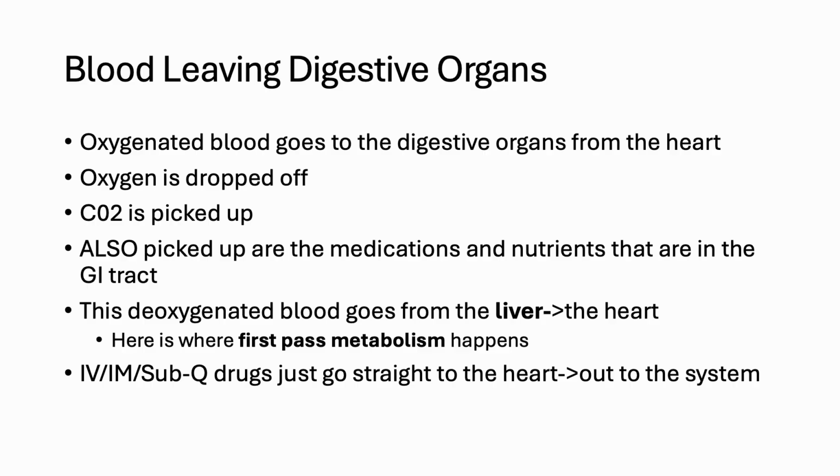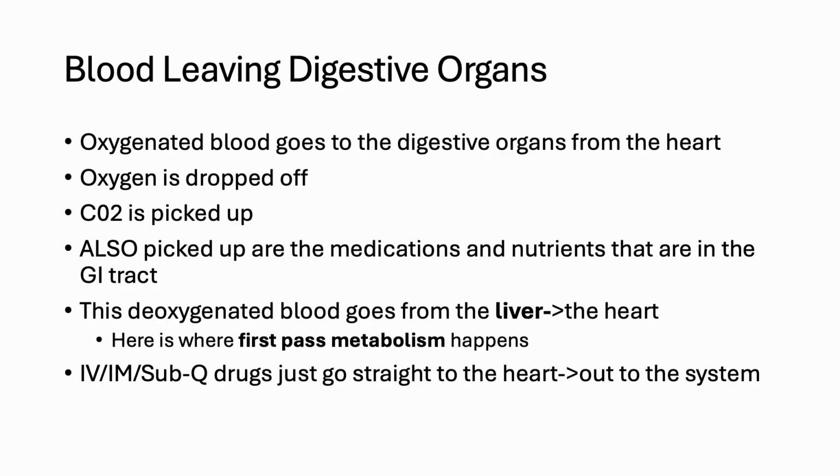This is just continuing our talk about the hepatic portal vein, a summary. Oxygenated blood goes to the digestive organs from the heart, goes to feed the digestive organs. Oxygen's dropped off, CO2 is picked up. What is also picked up are the medications and nutrients that are in the GI tract. And then the deoxygenated blood goes from the liver to the heart, and that's first pass metabolism. IV, IM, sub-Q drugs just go straight to the heart and then out to the system. So this is just another way of understanding the hepatic portal system.